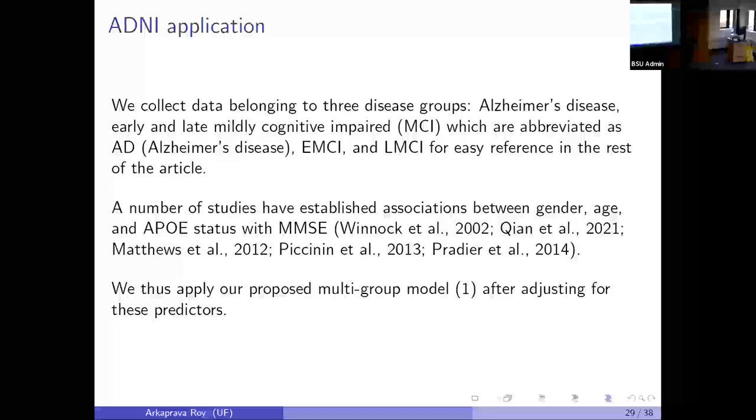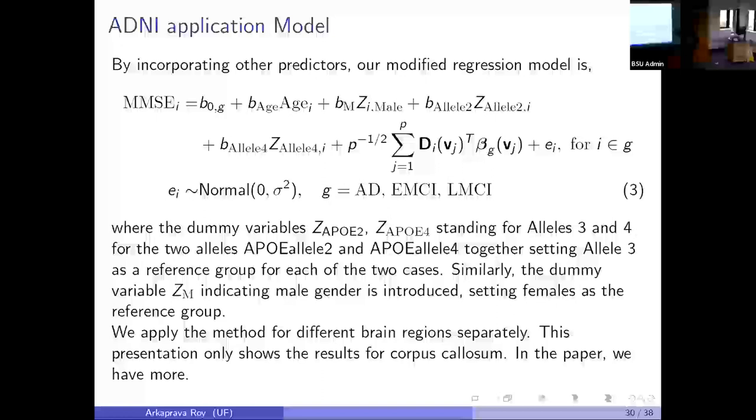So our model for our ADNI data is this: the age, gender and the APOE status have an overall effect coefficient, not group specific. And then the intercept and the imaging predictor have the group specific component because it is already established that they have an effect.